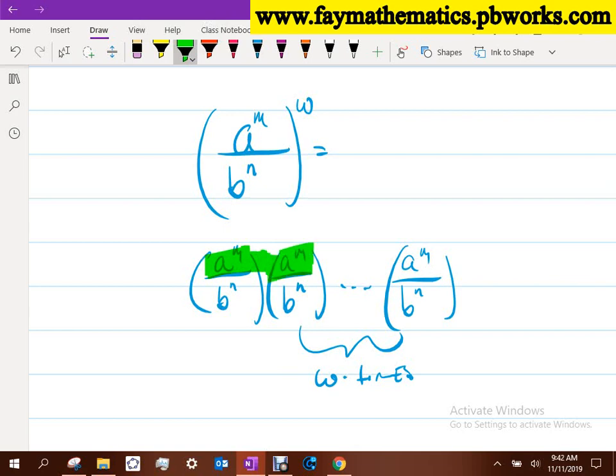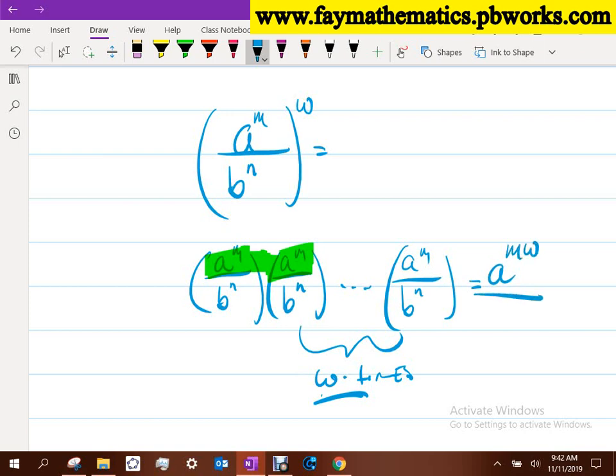Well, if that was the case, how do you multiply those two together? You'd have a times a. What do you do with my exponents? When I multiply like bases, you add the exponents, don't you? Does that make sense? So wouldn't you have a to the m plus m plus m plus m, w times? Well, how do I say m plus m, w times? A to the m w, right?